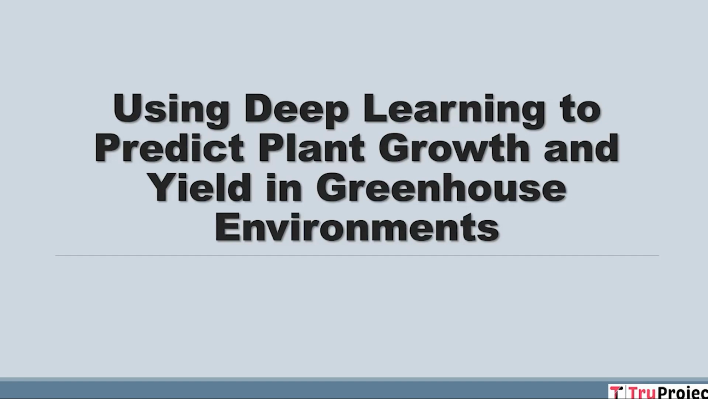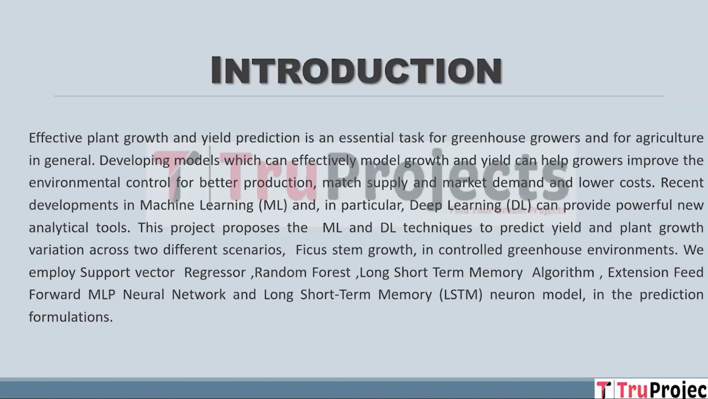Projects. In this video, we are going to explain using deep learning to predict plant growth and yield in greenhouse environments. Introduction. Plant growth and production prediction are critical tasks for greenhouse farmers and agriculture in general. Developing models that can accurately predict growth and yield can assist growers in improving environmental management for improved production, matching supply and market demand, and also lowering costs.